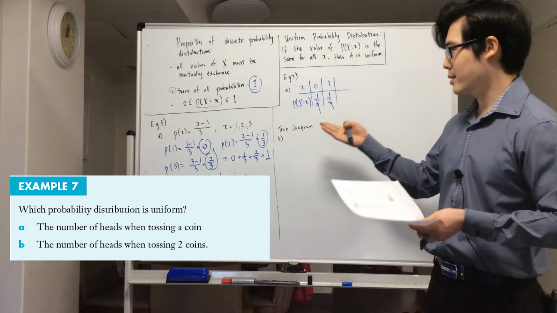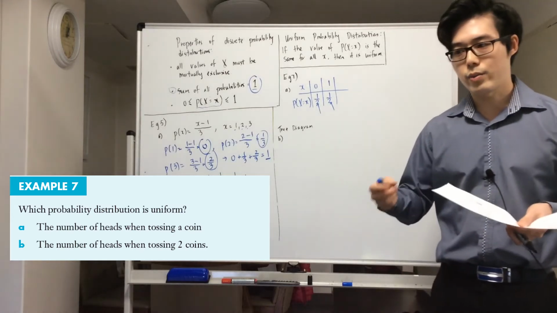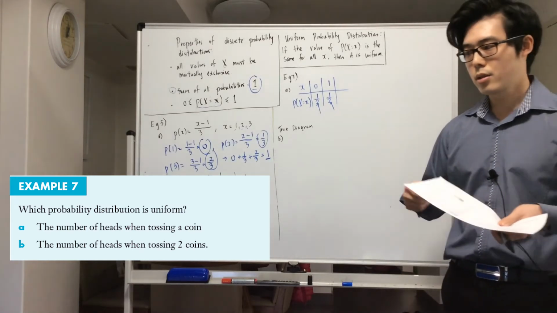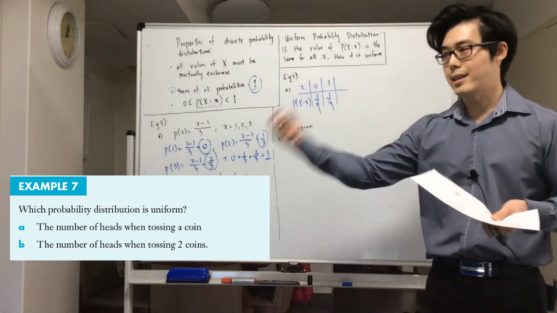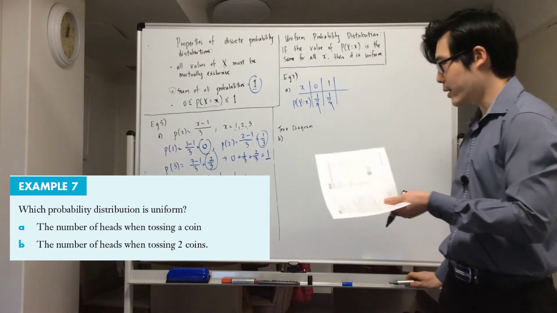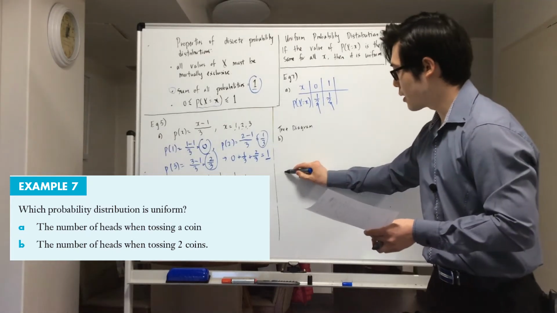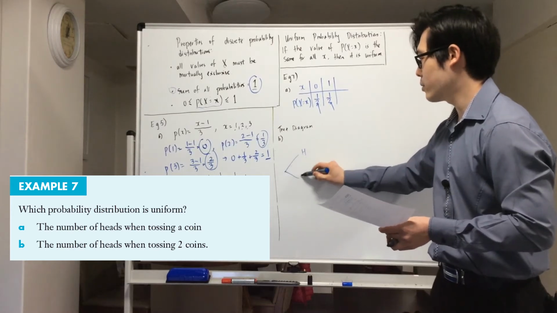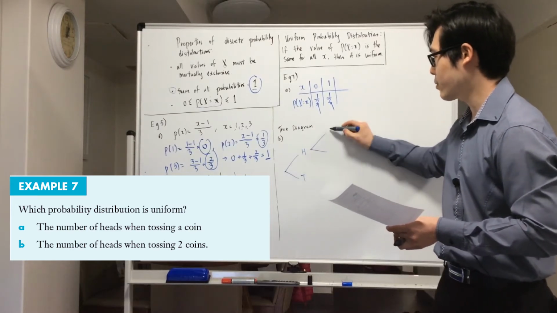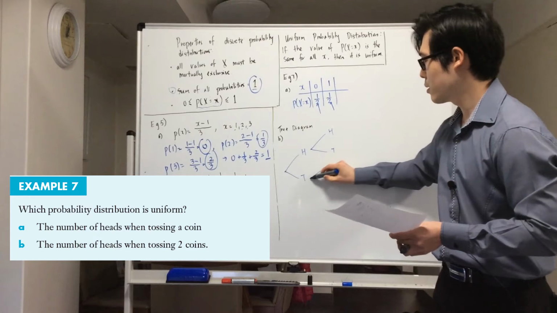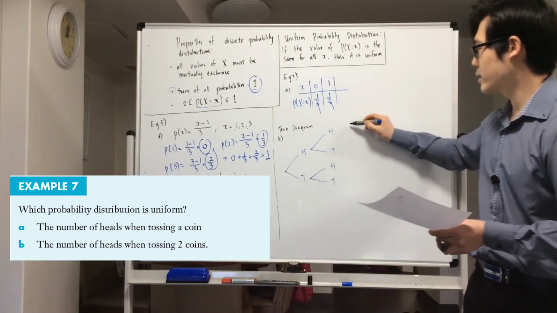So I'm going to introduce this now. You need to draw a tree diagram when there's more than one object or more than one selection involved. So let's draw a tree diagram. On our first coin, we can get head or tail. So back to our basic tree diagram. Okay. And let's write the outcomes.